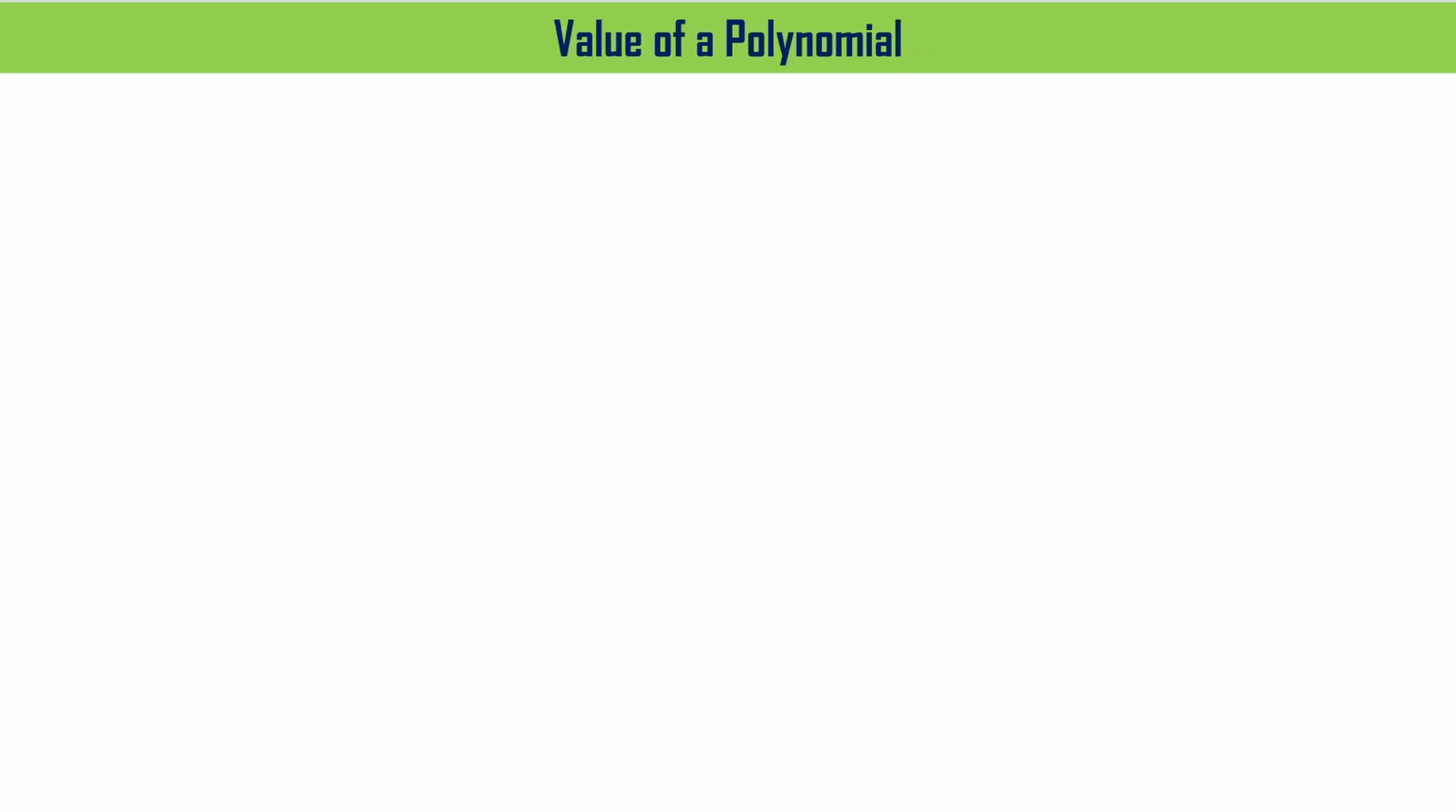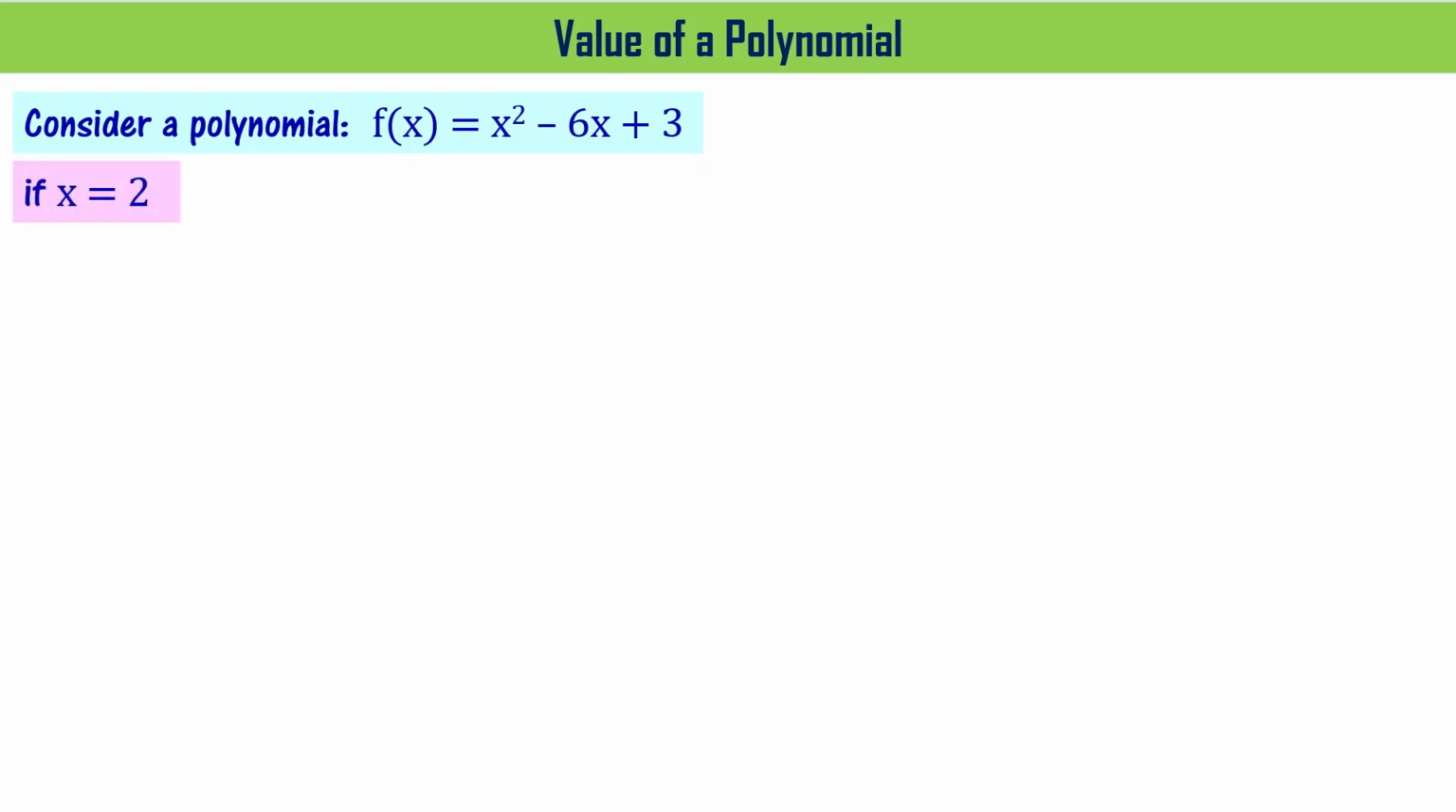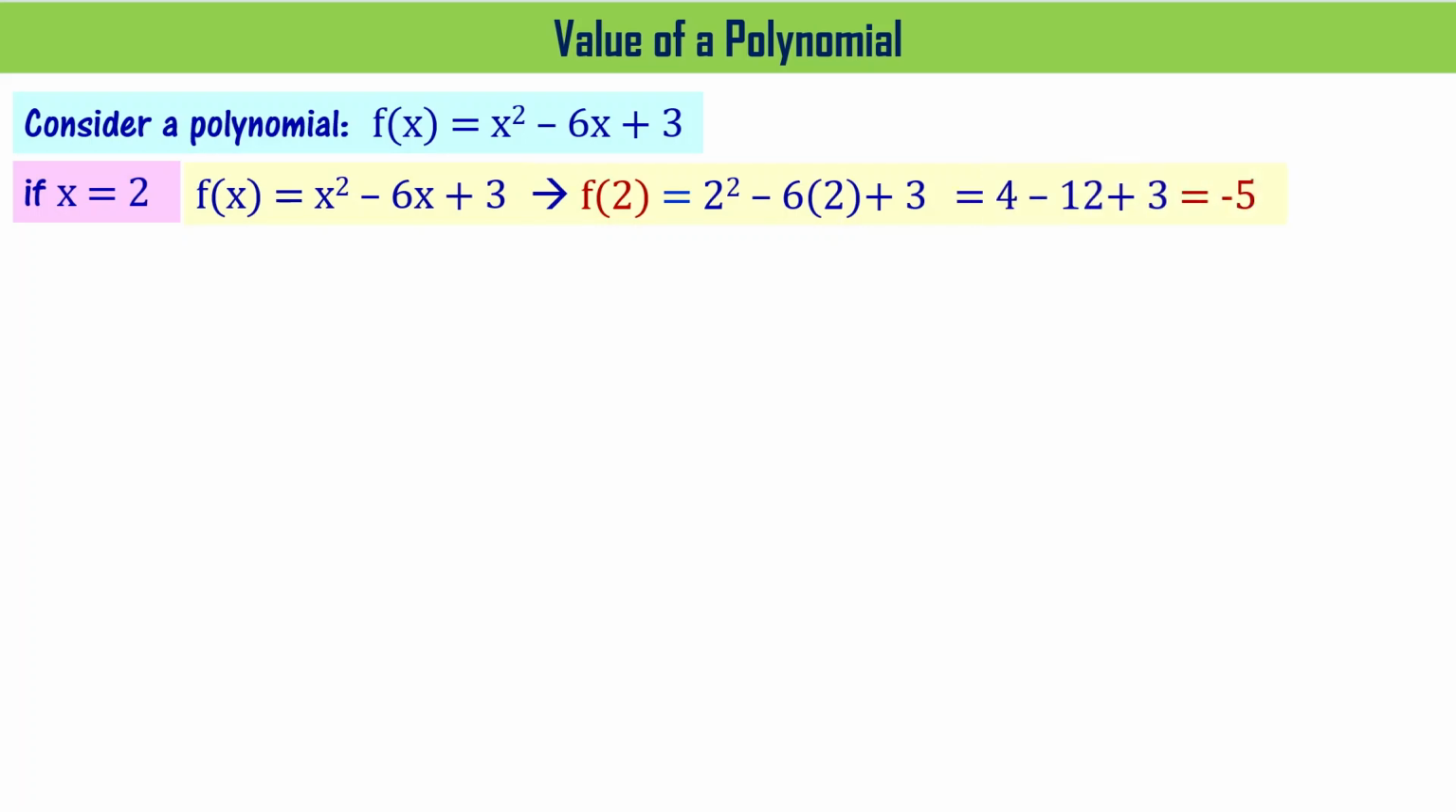Let's learn about value of a polynomial now. Let us consider a polynomial, that is f of x equal to x square minus 6x plus 3. If x equal to 2, f of x can be written as f of 2, that is equal to 2 square minus 6 times 2 plus 3. What we have done is we have substituted 2 in the place of x in the given polynomial. When you simplify it, what you get is f of 2 equal to minus 5.